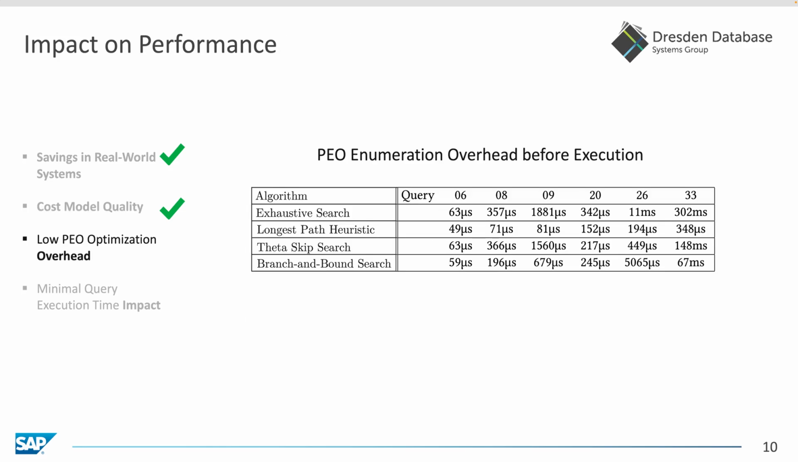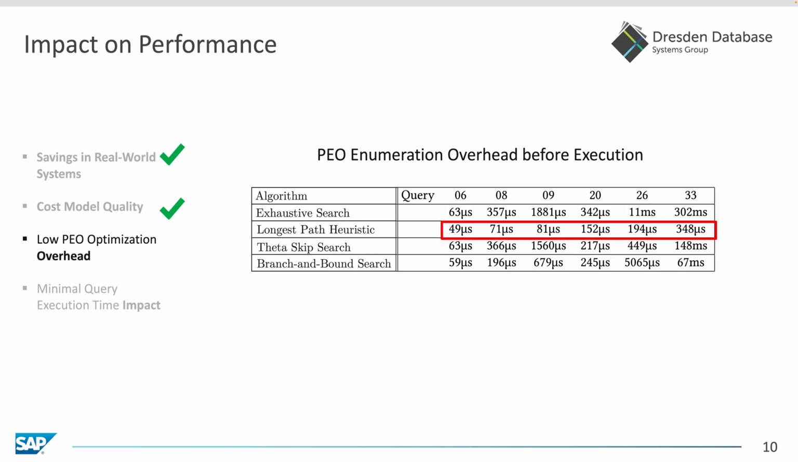Now, regarding the low PEO optimization overhead, we wanted to measure the PEO enumeration overhead before the execution of the individual queries. So we evaluated our 4 algorithms regarding their enumeration overhead times, and we can see first for the exhaustive search that we start for low complexity query execution plans with double-digit microseconds, and this goes up to 302 milliseconds in query 33, which is due to the high complexity of the enumeration algorithm.